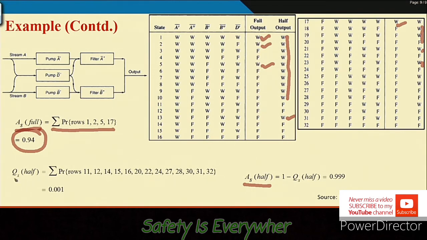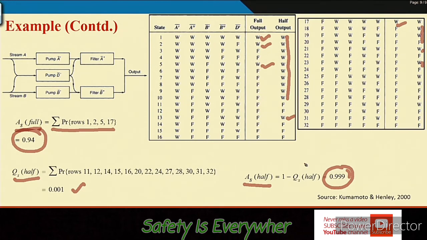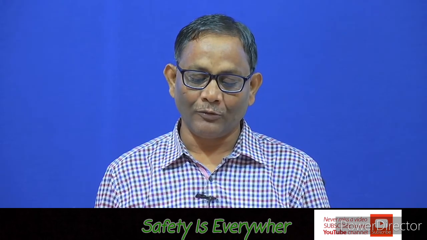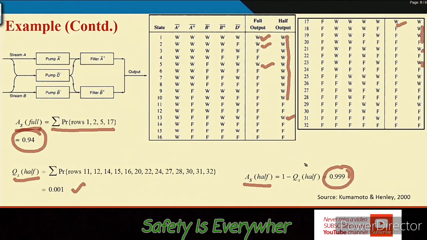you may first find out the QS failure for half production, and then AS half will be 1 minus that failure. So it is 0.999. So this is the use of the truth table. When you are not able to develop a series, parallel or combination, so the simple formula you are not able to use, mathematically it is a little cumbersome. So it is better to go for a truth table, and a truth table means finding all combinations.